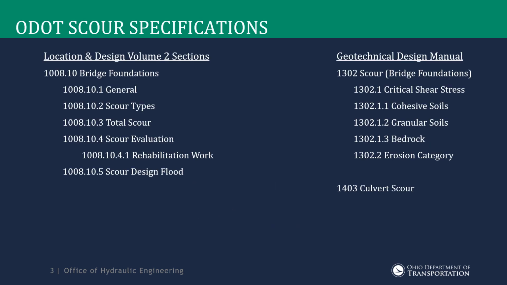If you look in the Location and Design Manual, in section 1008.10 Foundations, it describes what we are looking for in the sections shown here. Also, you can reference the Geotechnical Design Manual, section 1302 on Scour, which tells you the soil properties you will be looking for. They also discuss culvert scour, which we will not be discussing today.